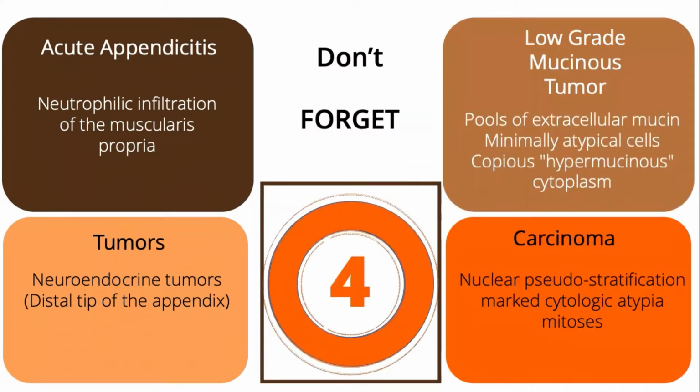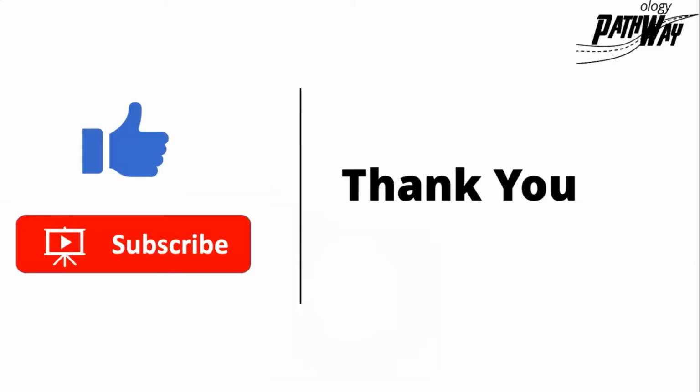And you may find carcinoma. You will find nuclear pseudostratification, marked cytologic atypia, and mitosis. Thank you so much. In the coming slide, I will describe the diagnosis of appendicitis. I will mainly focus on the neutrophilic infiltration within the whole wall and in the muscularis propria.